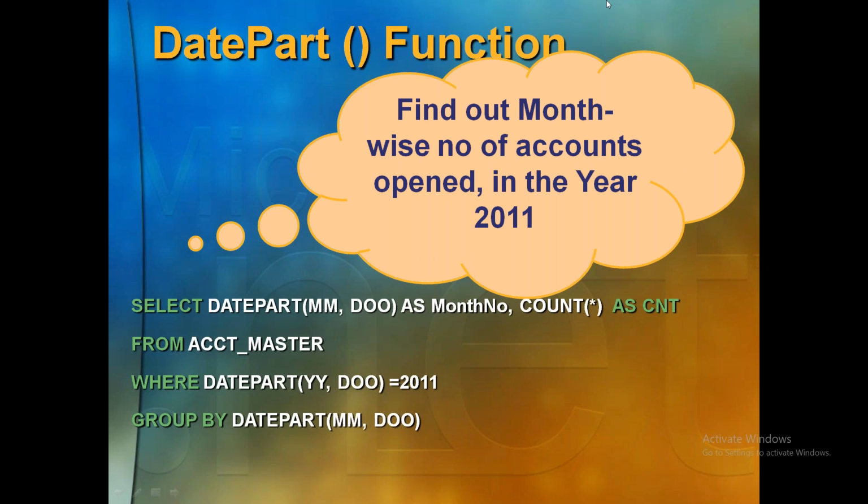Find out month-wise number of accounts opened in the year 2011. Display the data based on the month number in ascending or descending order. If they say that, then definitely sort by the month number, which we have here. If you want to display the month name, you can, but sorting has to be done with the help of the month number only. Clear? Then only you will get Jan, Feb, March like that. Otherwise, it is not going to give you the data like this.